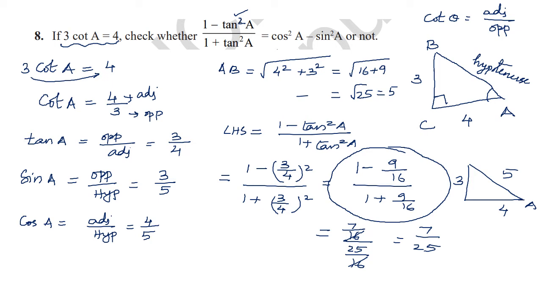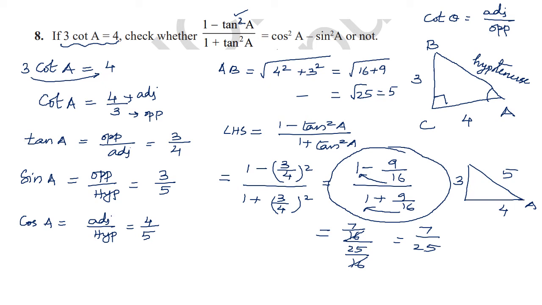How do you get this 7? Cross multiply 16 minus 9 by 16. 16 minus 9 is 7, so you get 7 by 16. Again here also you cross multiply: 1 into 16 is 16, 16 plus 9 whole divided by 16. 16 plus 9 is 25 by 16. So you are getting the answer as 7 by 25. Have you got it?